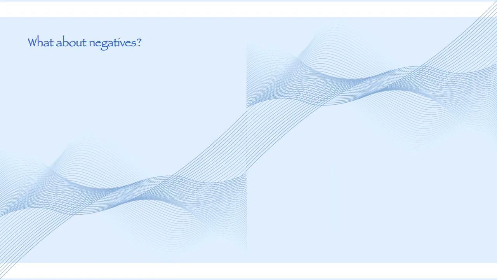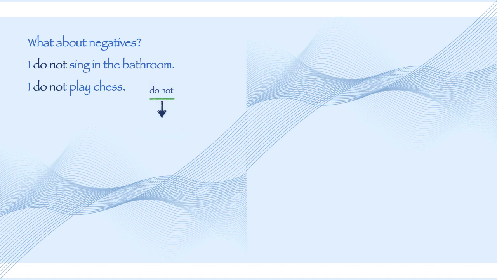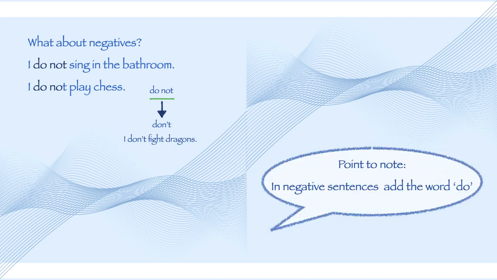Now, what about negative sentences? Now, when we make a negative sentence, we have to add the word do. I do not sing in the bathroom. I do not play chess. And do not is good, but in spoken English, we often contract this word to don't. I don't play chess. I don't fight dragons. So remember, when we make a negative sentence, we add do. When we make a question, we add do.